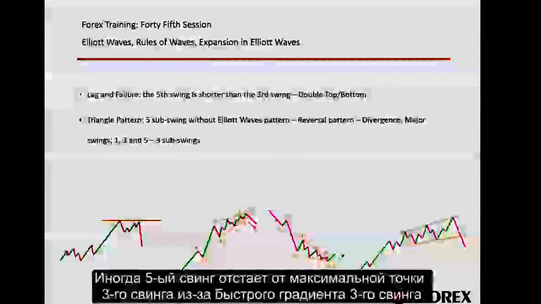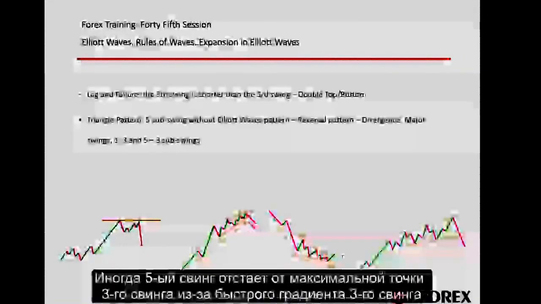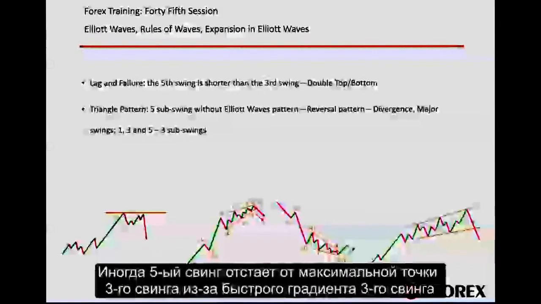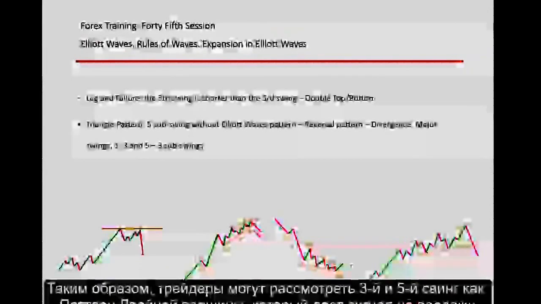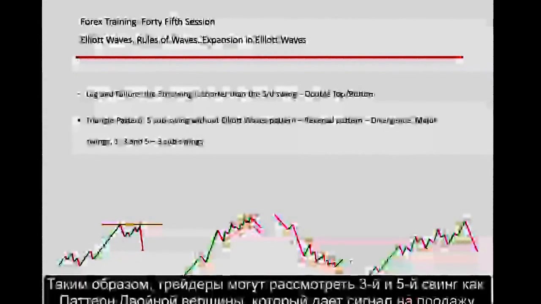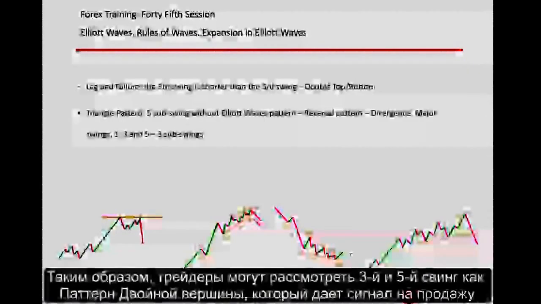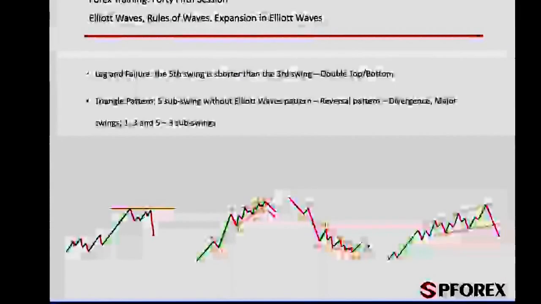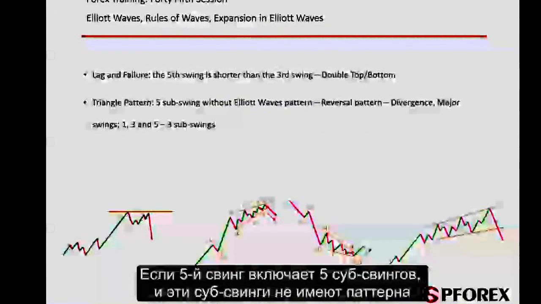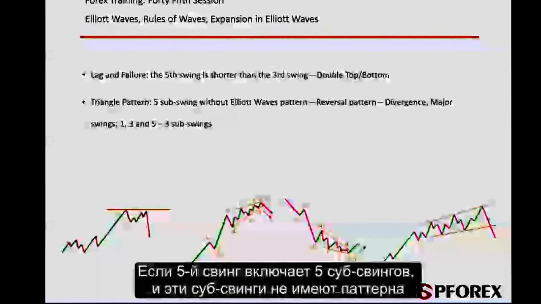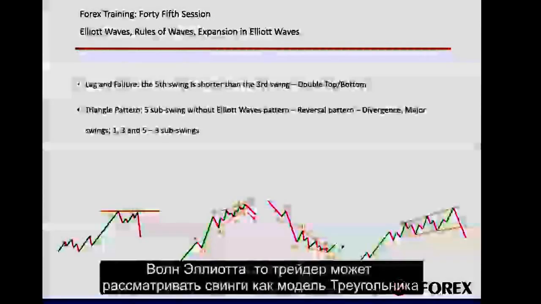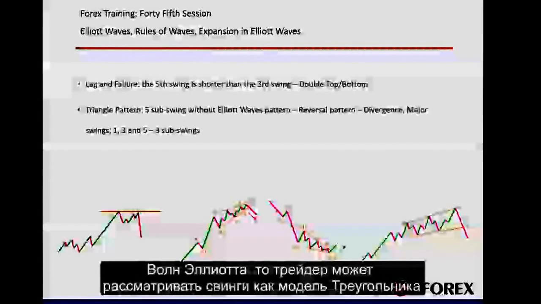Sometimes swing number 5 lags behind the third swing high point due to a rapid gradient of the third swing. Thus, traders can consider the third and fifth swing as a double top pattern, which produces a sell signal. If the fifth swing includes 5 subswings, and those subswings do not have Elliott waves patterns, then a trader can consider the swings as a triangle pattern.